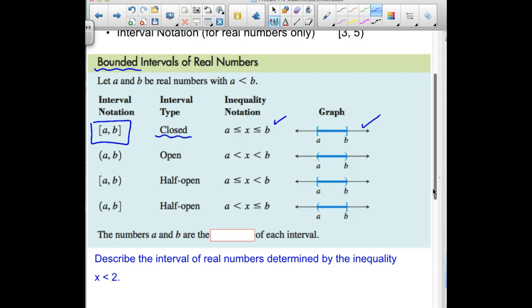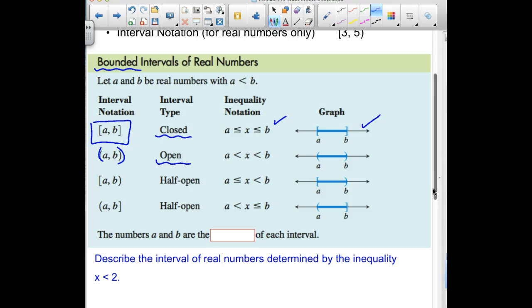The next one down can get confusing because students sometimes think of it as an ordered pair, but you have to put it into context. So if you are talking about interval notation or a set of numbers, this would not be an ordered pair. It would be an open interval where a and b are not included. And again, we use the rounded brackets in our graph.